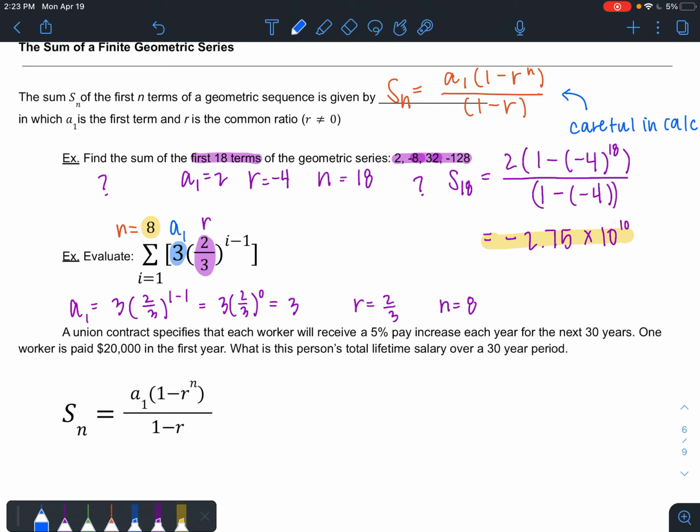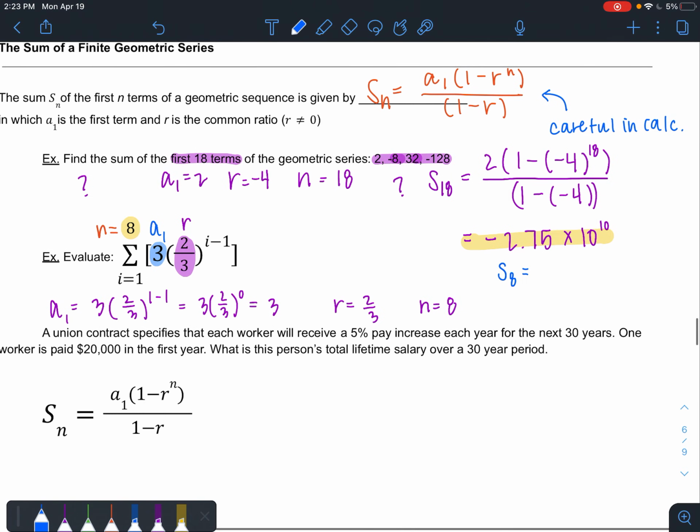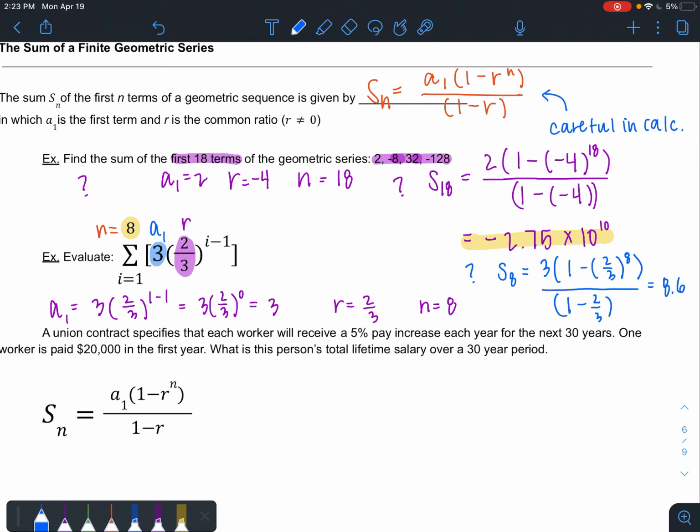So then we'll just plug it all into the equation. So we have S of 8 is equal to 3 times 1 minus 2/3 to the 8th all over 1 minus 2/3. What you end up with when you plug that into your calculator, you should get 8.65. So make any corrections that you need to on that one.